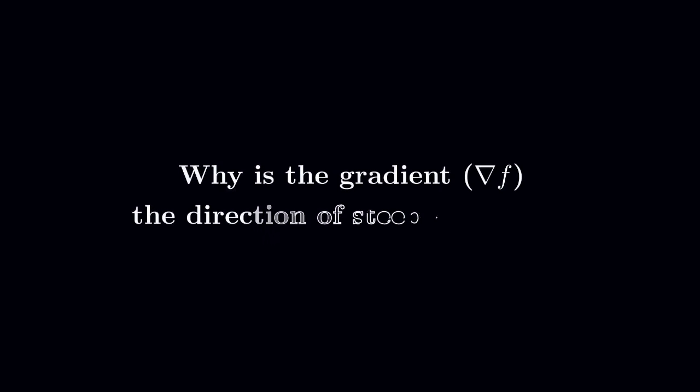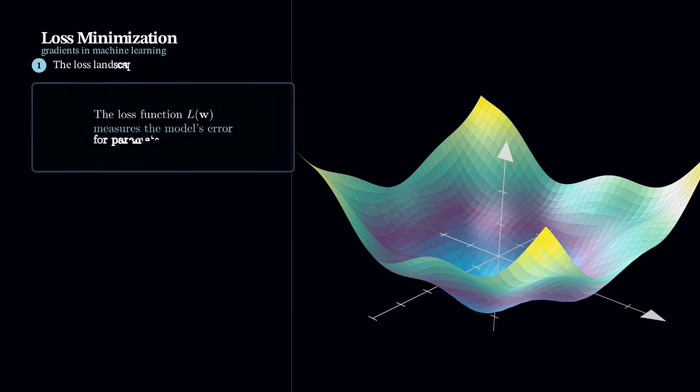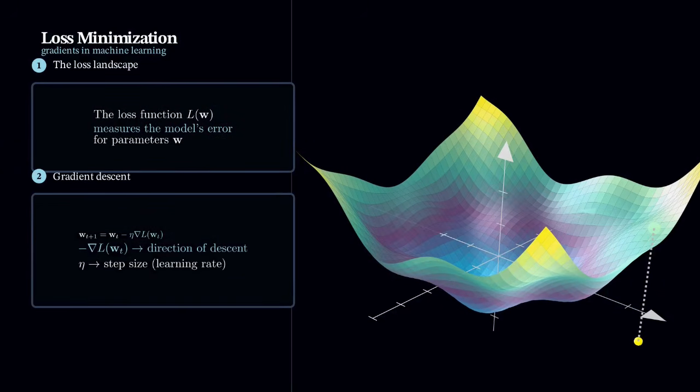Why is the gradient the direction of steepest ascent? It's a fundamental tool in machine learning, but the geometric reason is often brushed aside. To see why, let's start at the beginning. In machine learning, we minimize loss functions with the input dimensions as adjustable parameters called weights.